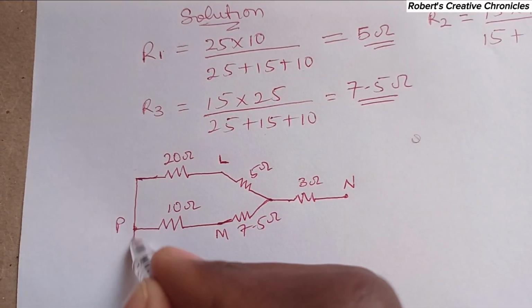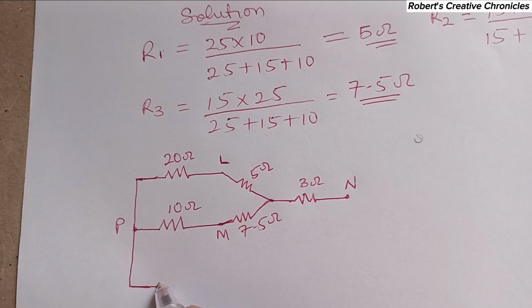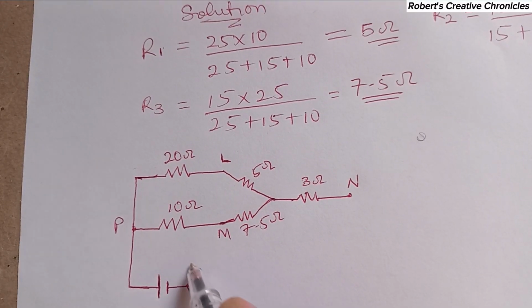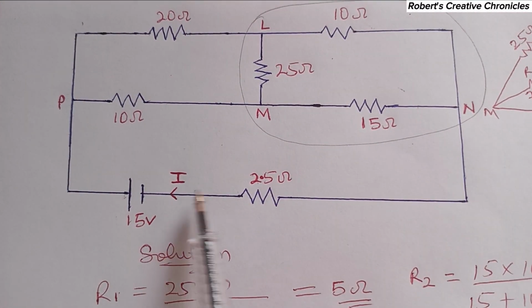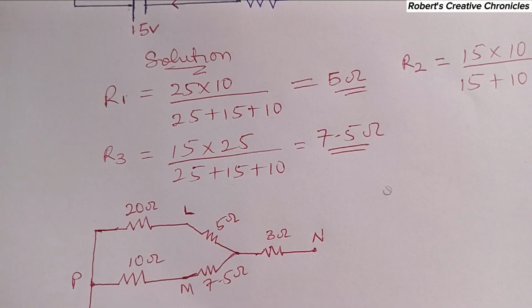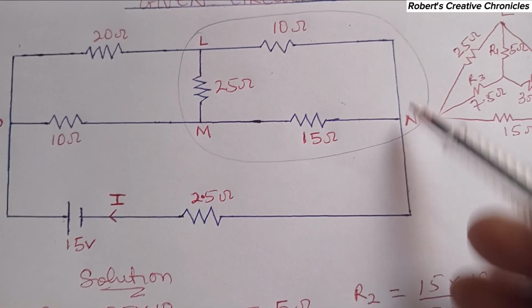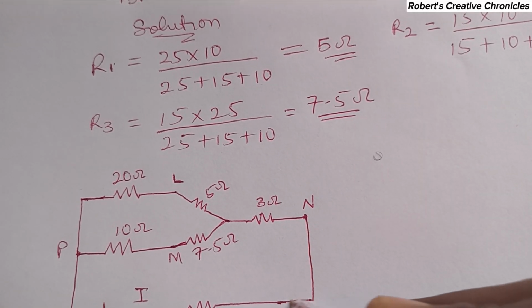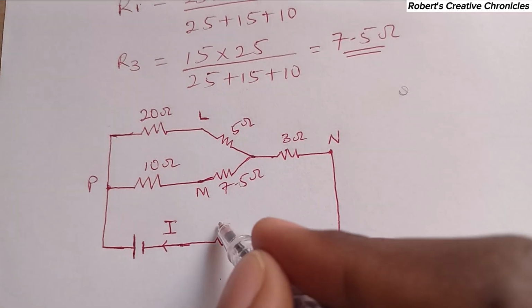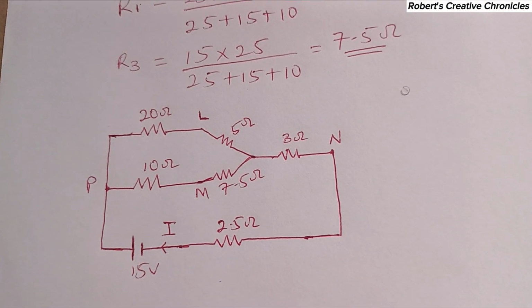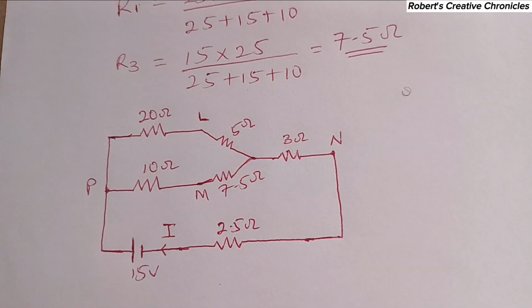Then we'll draw the circuit. Here there's a voltage source. The current is coming here, I. Then here is 2.5 ohms. And then here is downward. So that's all. Here is 2.5 ohms. Here is 15 volts. So now this is our circuit.